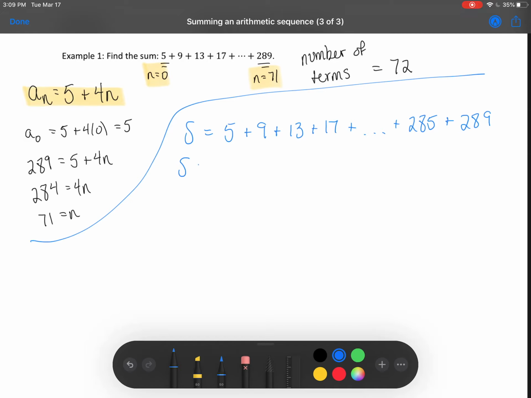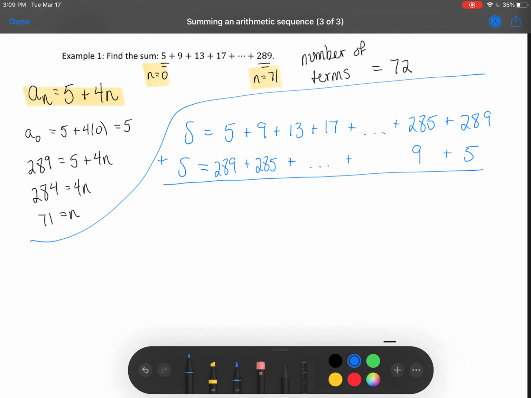All right. So then right underneath that, we're going to write the same sum, but in exactly the opposite order. So we're going to start with 289 and then go down to 285, ... and then at the end here, we'll have a 9 and then a 5. These two sums are clearly the same thing because we're adding the numbers, and you can do that in any order. So they're both equal to S. Now we're going to add them together.